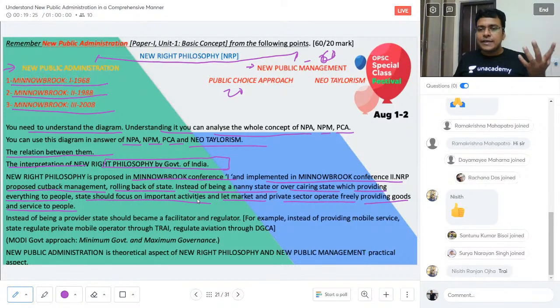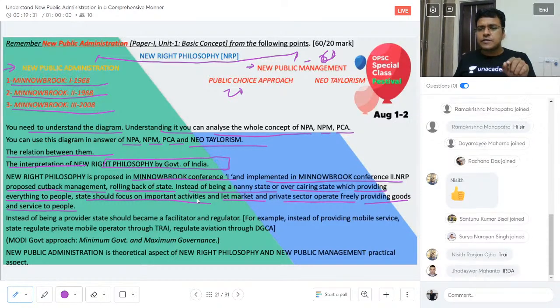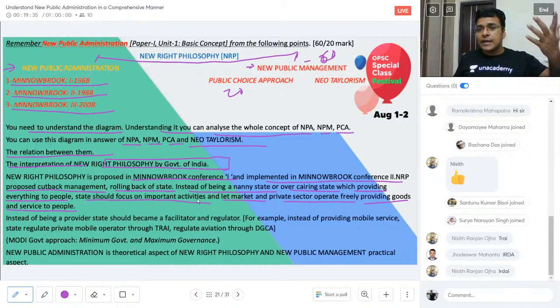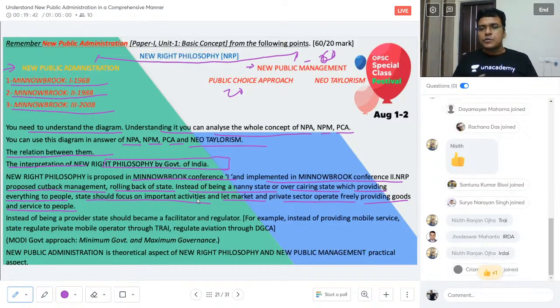There is not only LIC which provides insurance, but many other insurance companies are there. The state becomes a regulator with the Insurance Regulatory Development Authority, IRDA. So the state, instead of selling you goods and service, becomes a regulator, facilitator. So it is called a small state but strong state.